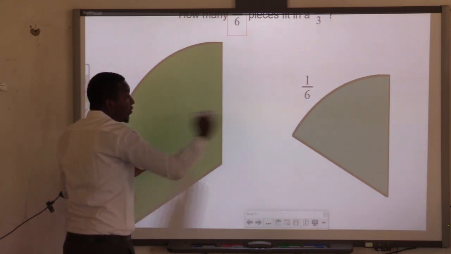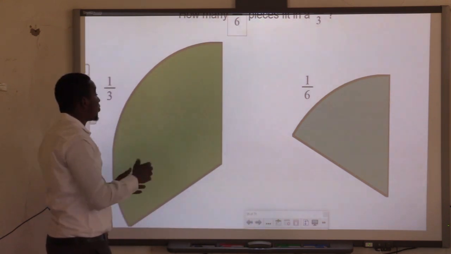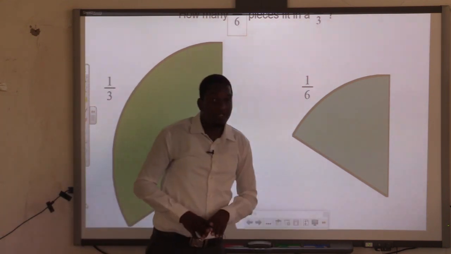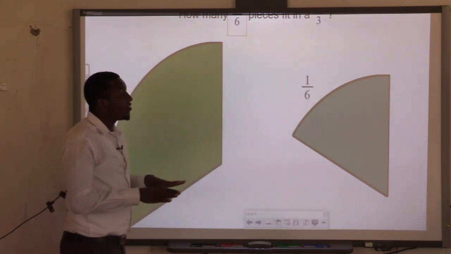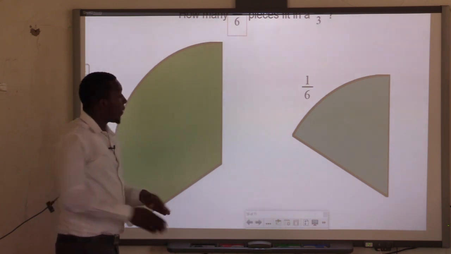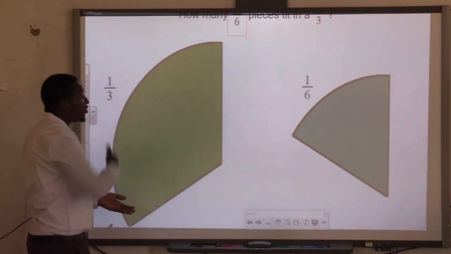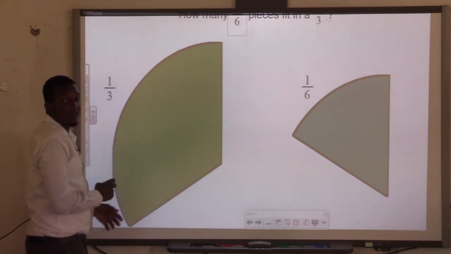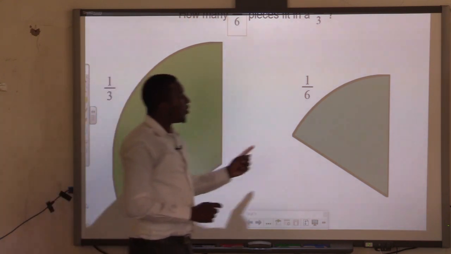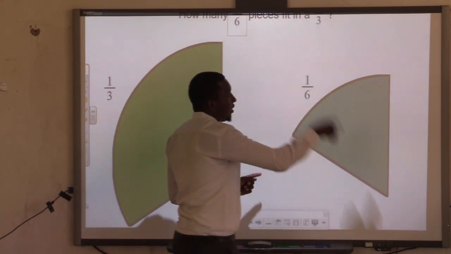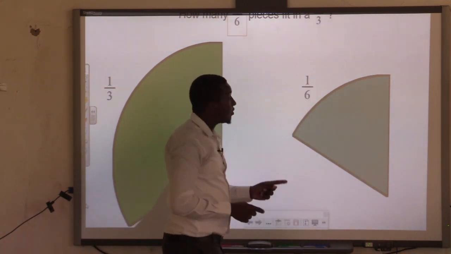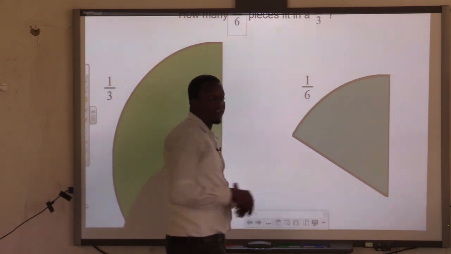The two circles that we are dividing, the first one we divided into 3 equal parts, and the second one we divided into 6 equal parts. They are all of the same size. The first circle is divided into 3 equal parts, and we are taking one of that, which gives us 1/3. And the second one is divided into 6 equal parts, and we are taking one out of those 6 parts, which gives us 1/6.